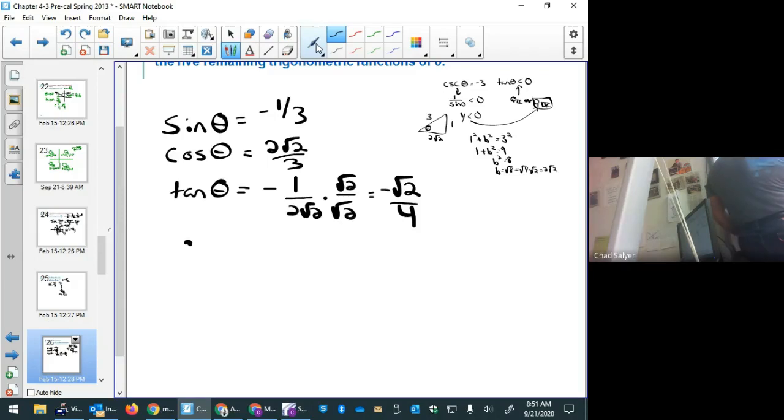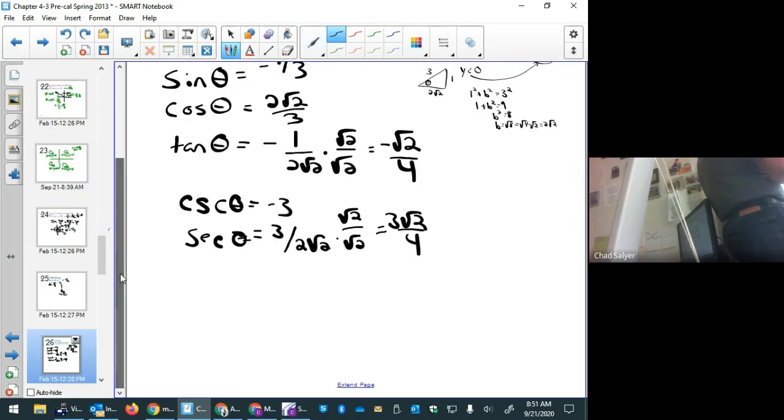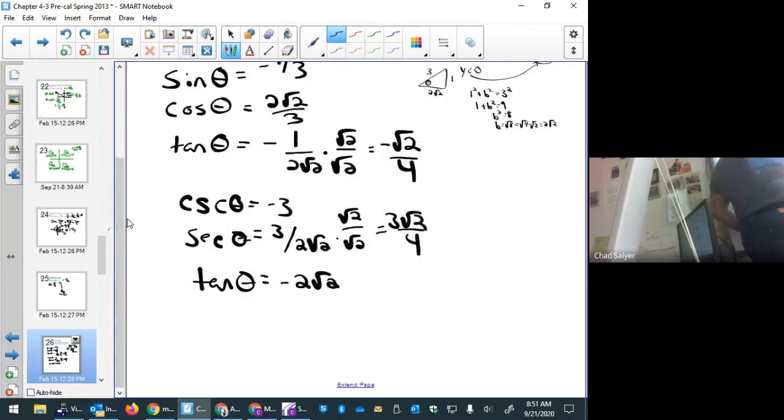Now the cosecant we're given is -3. The secant is 3 over 2 times the square root of 2. So I'm going to rationalize here. 3 times the square root of 2 over 4 is what I wind up with there. And then the cotangent of theta is going to be -2 times the square root of 2 divided by 1, or just -2 times the square root of 2. Nope, cotangent. Sorry, yes. Brain's in low gear today.